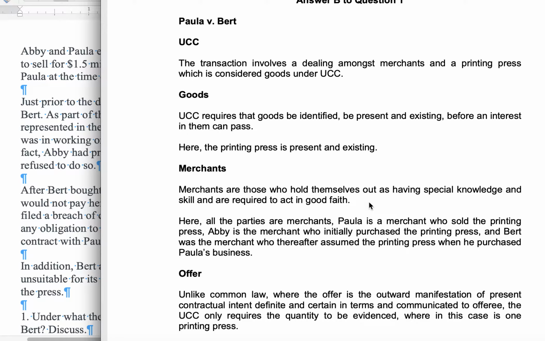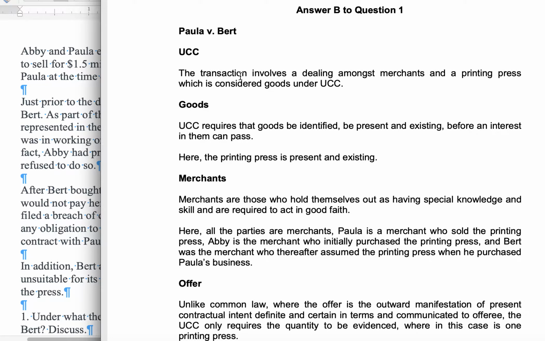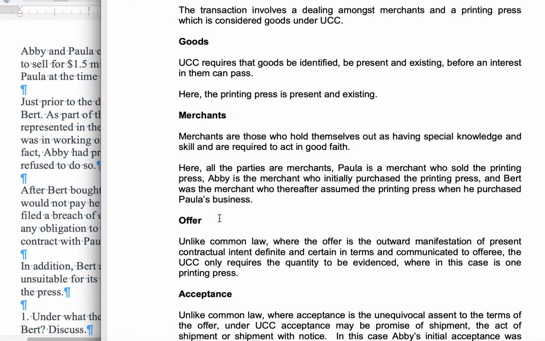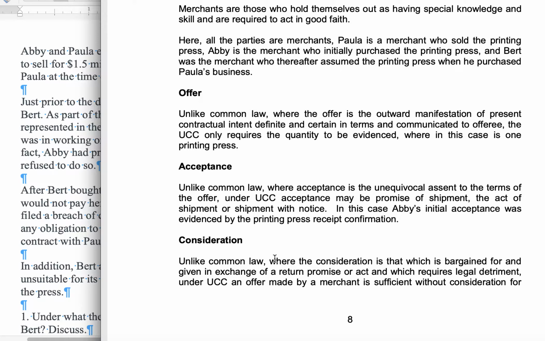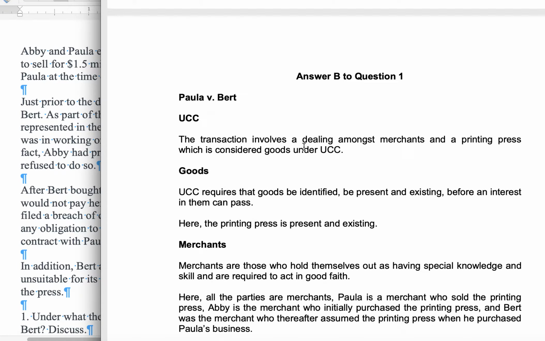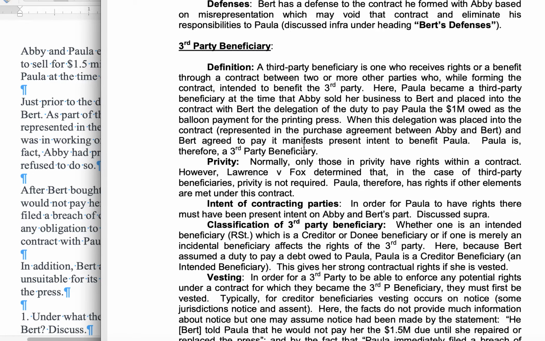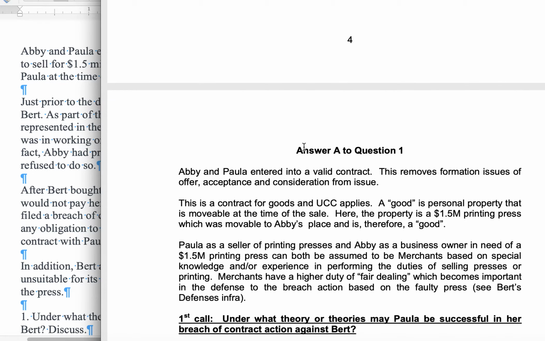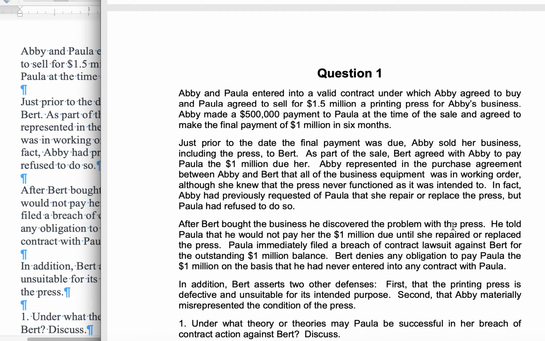I'm taking it section by section. And then here in this other one, they wrote Paula versus Bert, and they put UCC at the very top. And then they put goods, and then they put merchants, and then they put offer and acceptance and consideration. Now, is that necessary? The other person passed, and they didn't put that in. They said it's a non-issue. I would not waste valuable time on something that's not an issue.